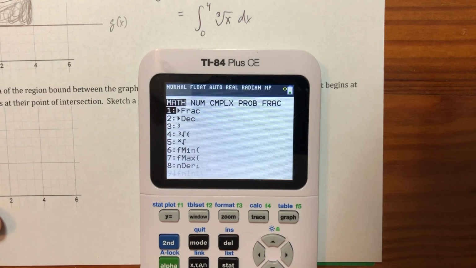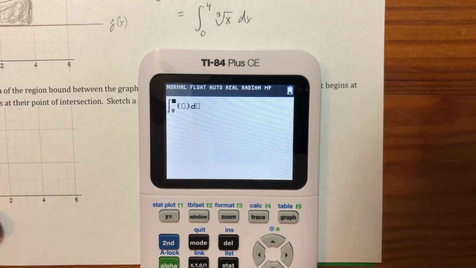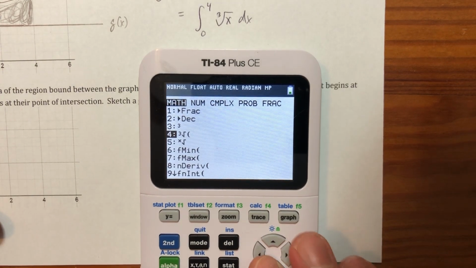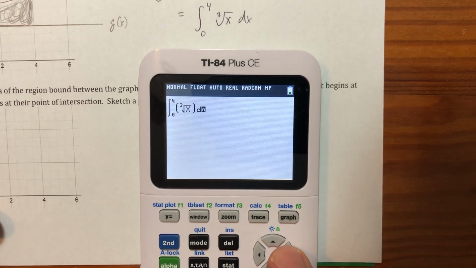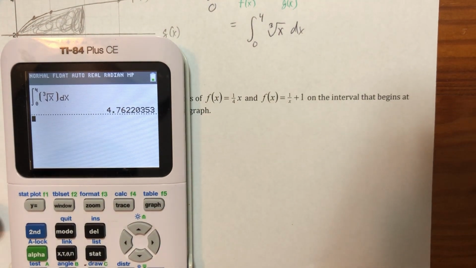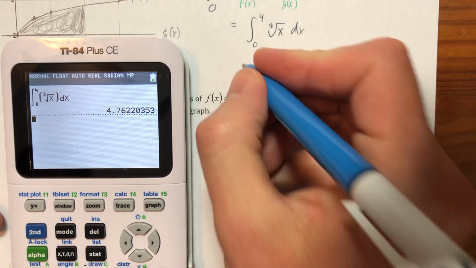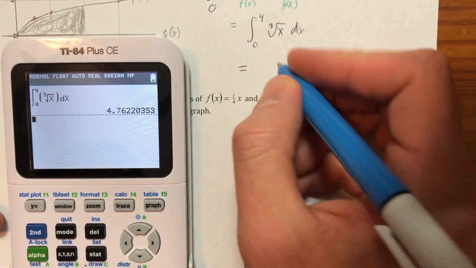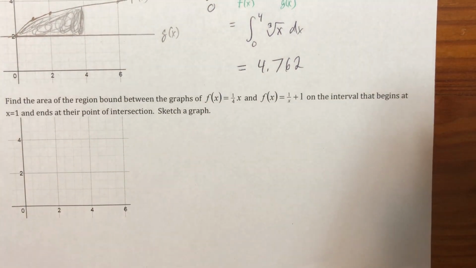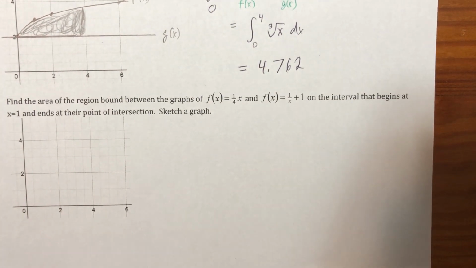So here goes, math 9, the integral from 0 to 4 of the cube root of x with respect to x, and we get a number any second now. There we go. Now we would have been able to find it by hand, but we would have had cube roots in our answer. So 4.762 square units. All right, let's do this next one.